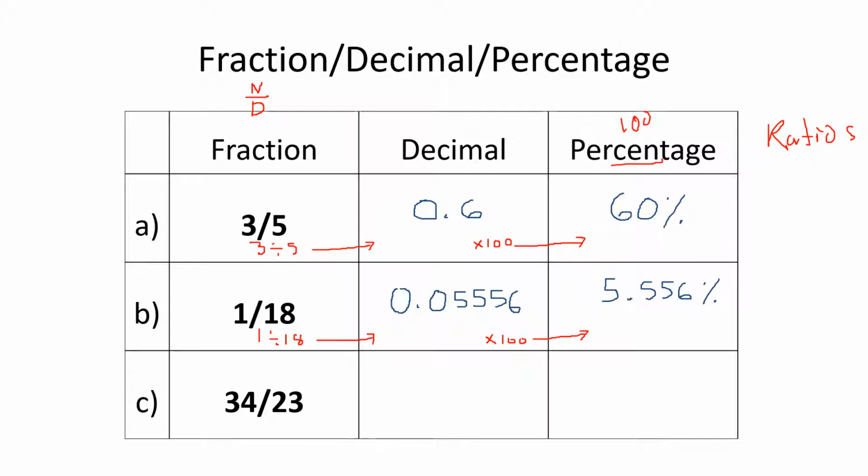34 divided by 23. So improper fraction, you'll get a number larger than 1, but don't be scared. Same exact method. And then multiply by 100 to get your percentage.